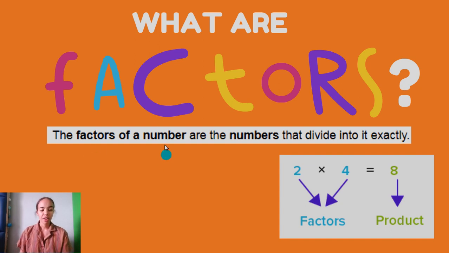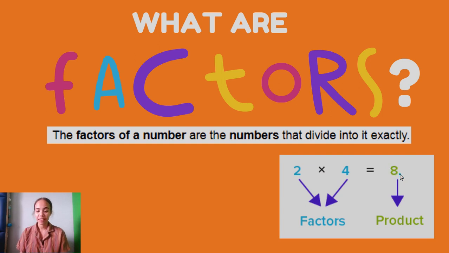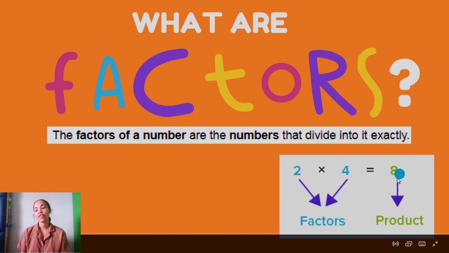A factor of a number are the numbers that divide into it exactly. That means when I divide it, I get no remainder. Okay, so here we go. There are 4 factors of 8, and these are 2 of them. 2 and 4 are factors of 8. 8 is the product. This is something that you just have to remember. Product means the answer when you multiply.